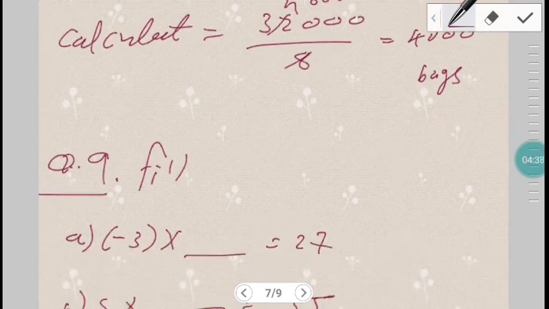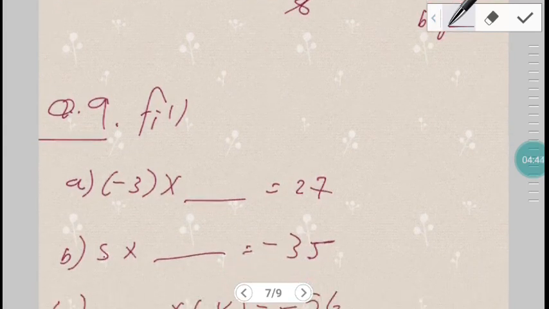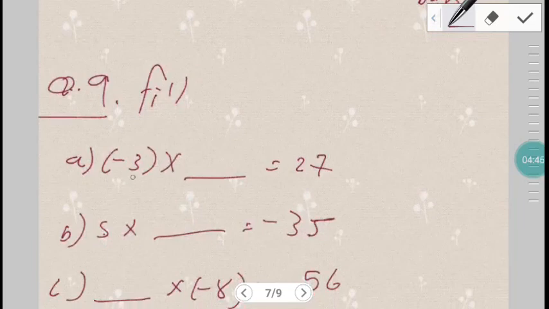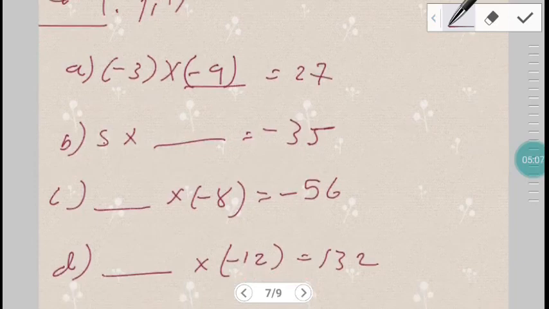In question 9, fill up to make the statement true. So minus 3 multiplied by what number will give 27? So 3 nines are 27, but I have 27 in positive, so minus minus plus, that means I have to multiply by minus 9. The next one, 5 sevens are 35, but 35 is in minus, so I have to write it minus, so it becomes plus minus minus.